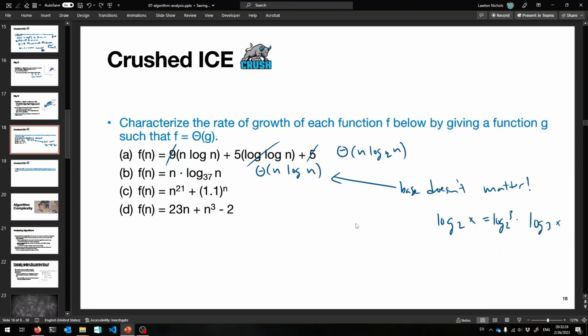Isn't that cool? This is a constant, and we can get rid of those. So that's why you can just say n log n. But if you wanted to be precise, you could say log base 37. All right, what about this one?